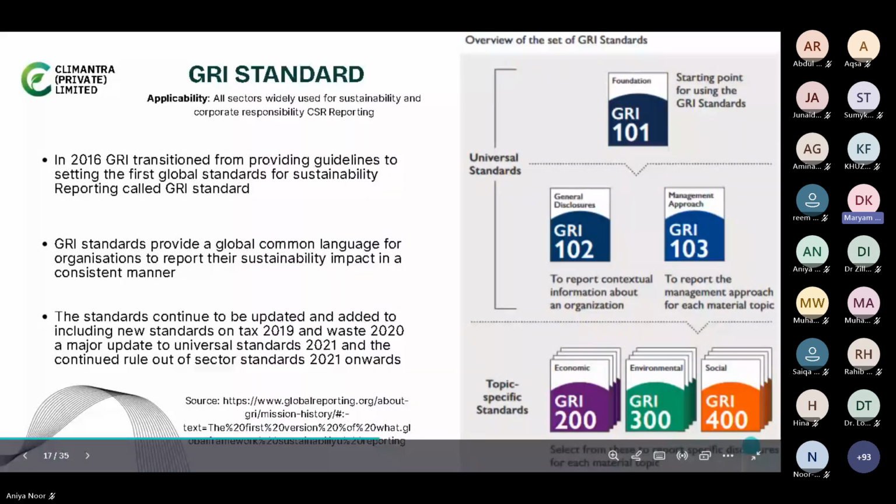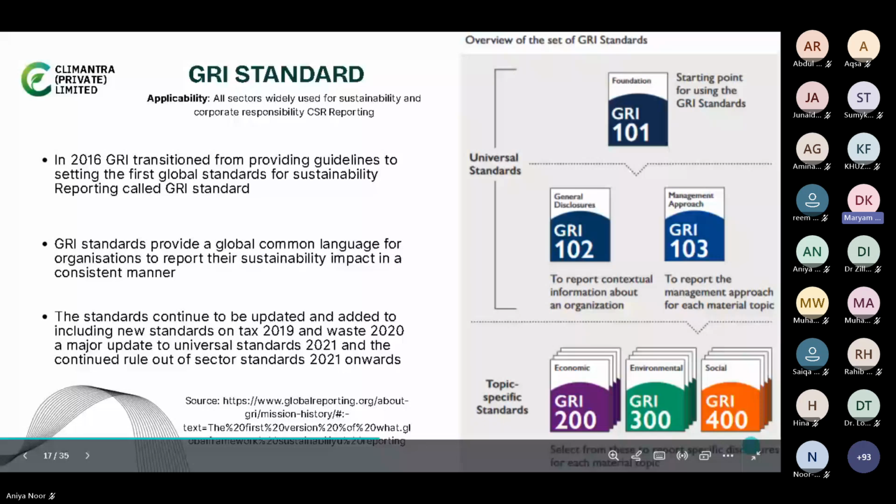If you have to report about your social status, then you have to cover all these points of labor, occupational health and safety, and economics. You have to at least disclose all these economic parameters also. So it gives you the whole checklist about the standard, which points you have to cover while making this report. And it's a global document, globally recognized.